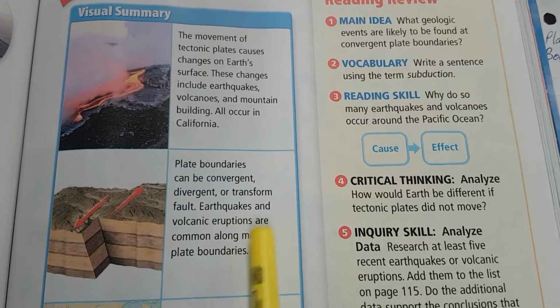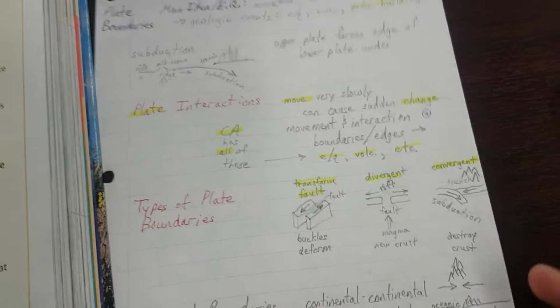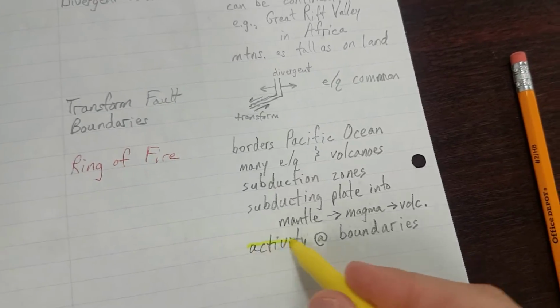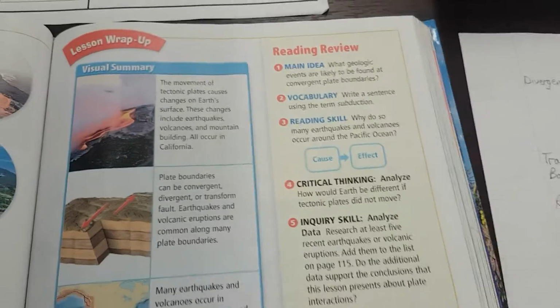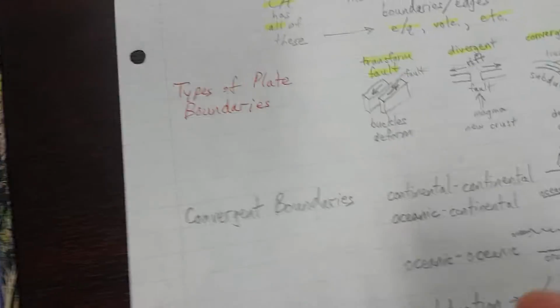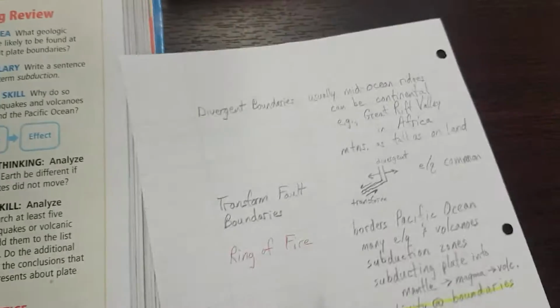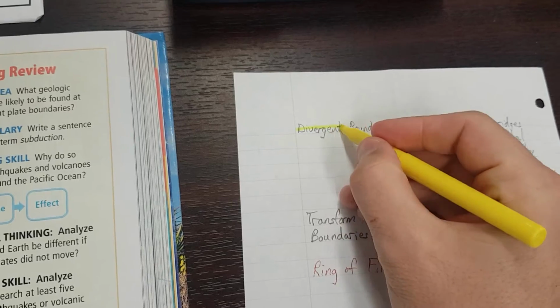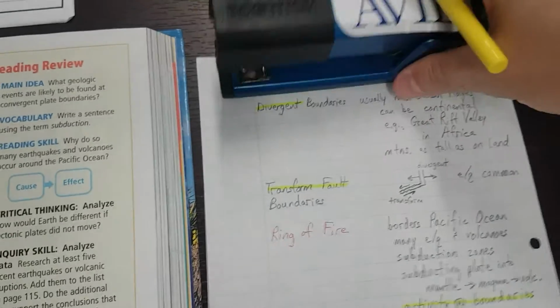Earthquakes and volcanic eruptions are common along many plate boundaries. Okay, so all that activity is common along the boundaries. Oh, I know where we said that, Ring of Fire. There's activity at the boundaries. Okay. Now, another thing, those three names, let's highlight them here because there was an entire section about convergent, an entire section about divergent, and an entire section about transform fault.